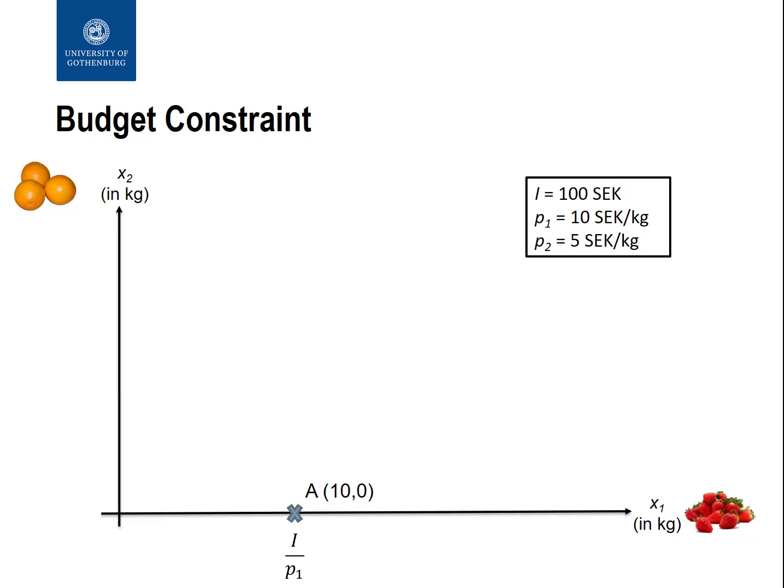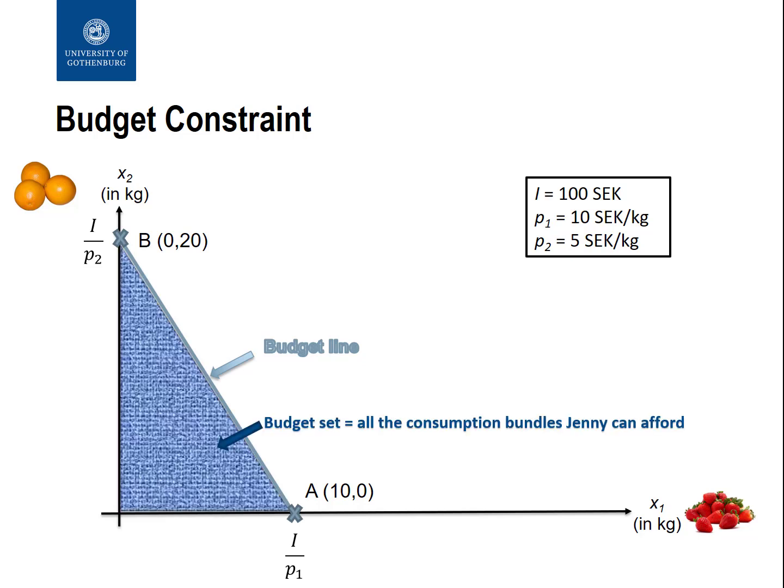Another point now. If Jenny spends all her income in oranges now instead, that means that the quantity she can buy is 100 divided by 5, which gives her 20 kilos of oranges. And we get point B, a second point, on the budget line. So we can now draw the budget line. All consumption baskets on this line exhaust Jenny's income. And the budget constraint is represented by all the consumption bundles that Jenny can afford. So this includes both the bundles on the budget line, when all income is spent, and the bundles below the budget line.